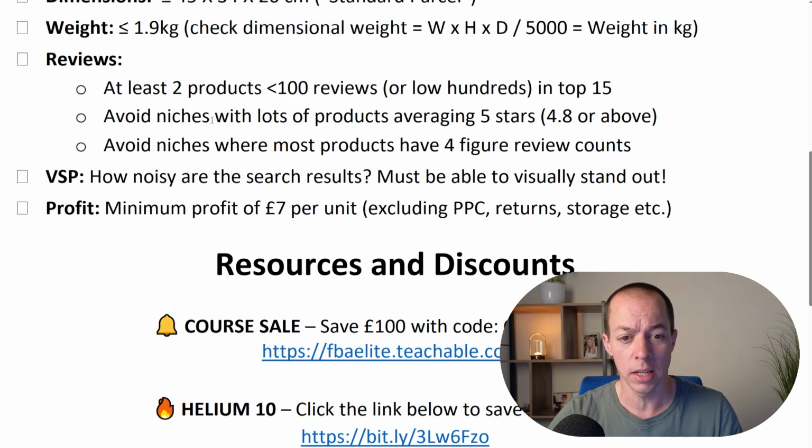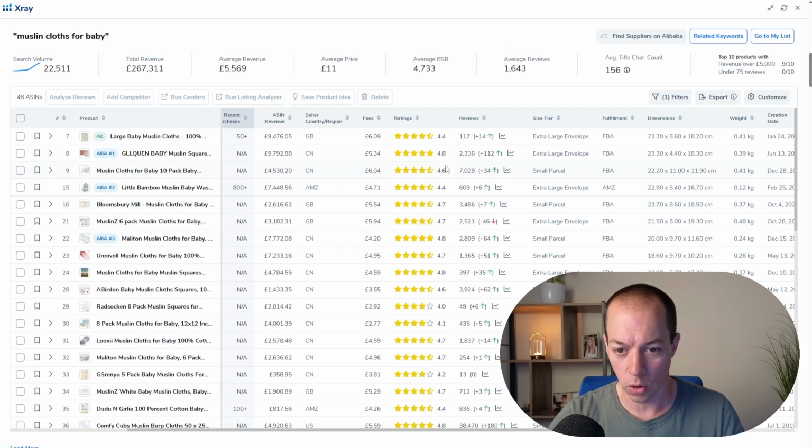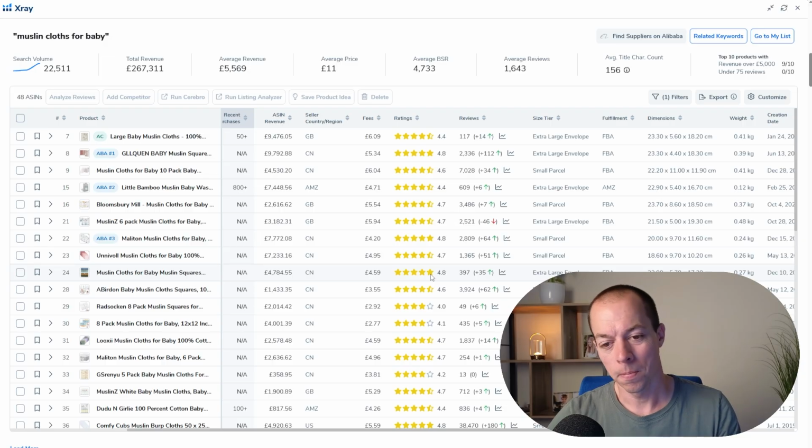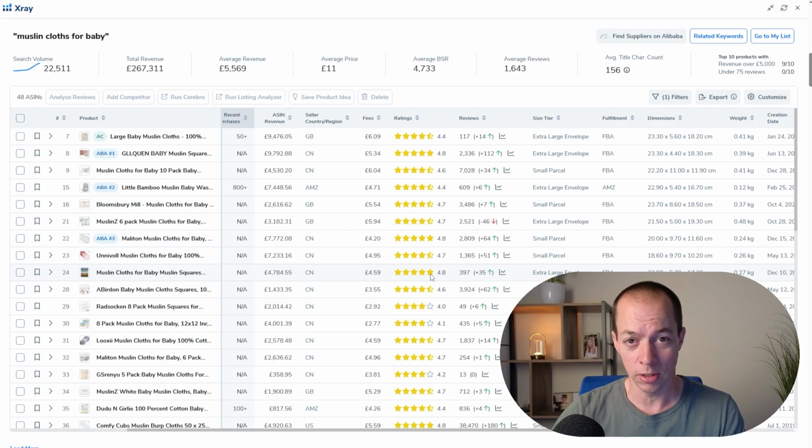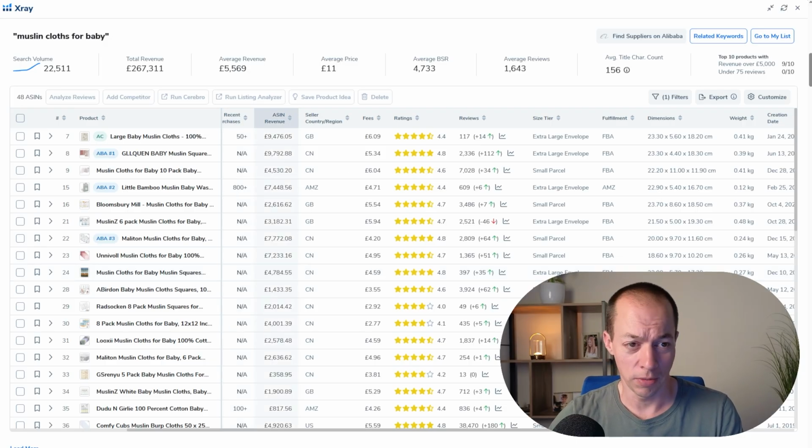Now, I've also got avoid niches with lots of products averaging 5 stars, which is 4.8 or above. So if we go back to here, we've got a 5-star product here and another one there and another one there, which would probably be kind of borderline in this niche. And the reason being is if lots of products have 5 stars and yours doesn't have 5 stars, then sometimes that can be a tough sell. And maintaining a 5-star average with how fickle Amazon customers are, even if you have the best product in the world, is very, very difficult.